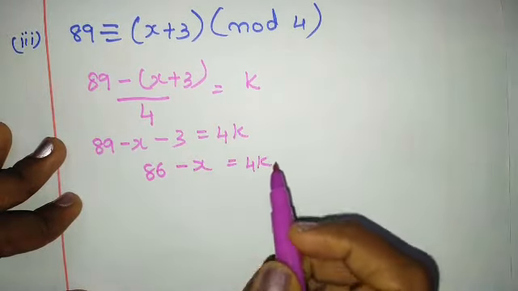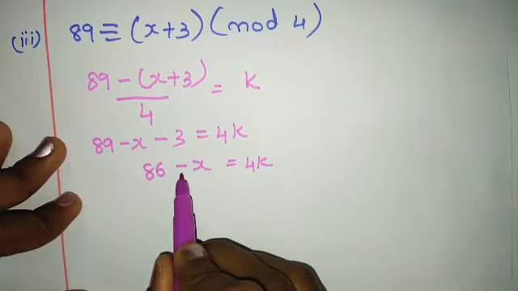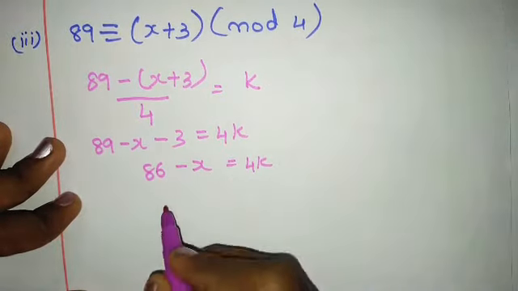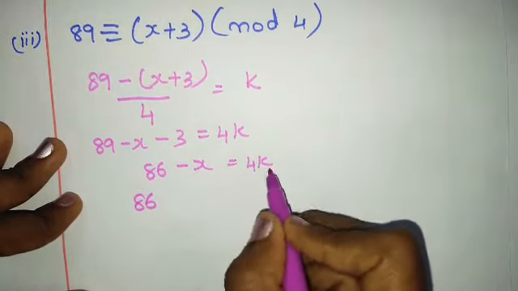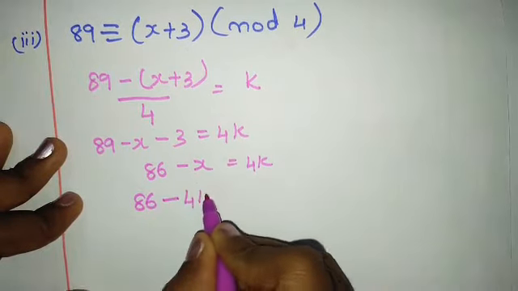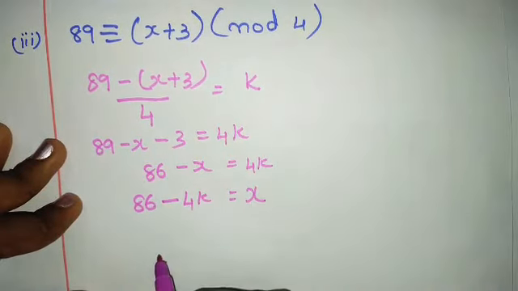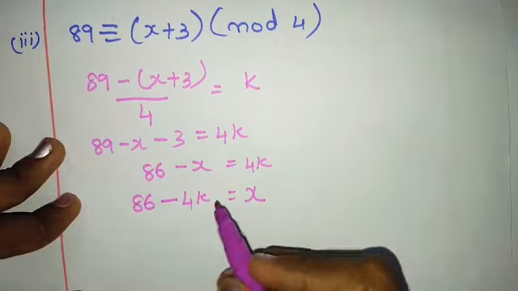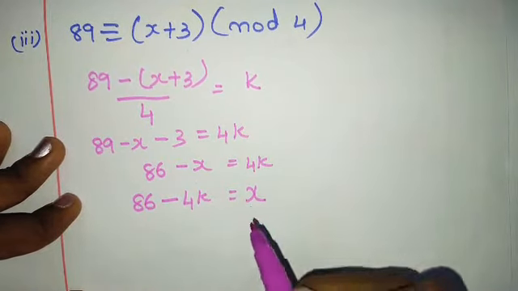So shift that x that side. If it is plus x, I would have shifted this number. But here it is minus x. So shift that x that side. So 86. This plus 4k, if I shift this side, it becomes minus 4k. And if I shift this minus x that side, it becomes plus x. Got it? Now I have to substitute some k value so that I get the least value of x.